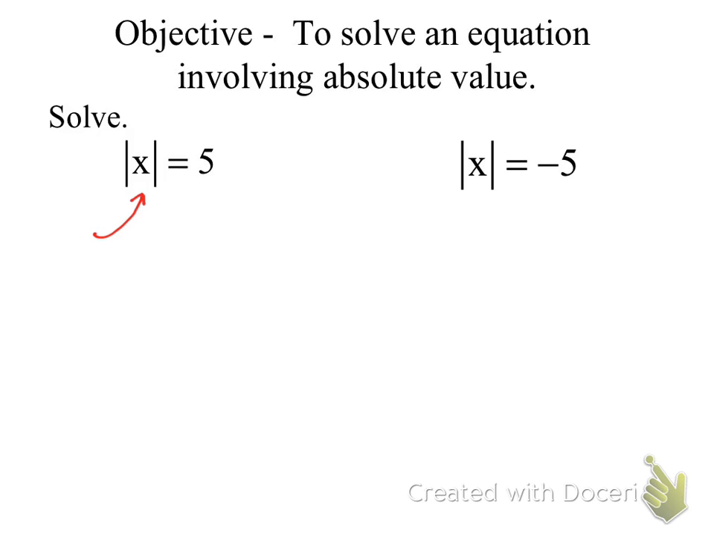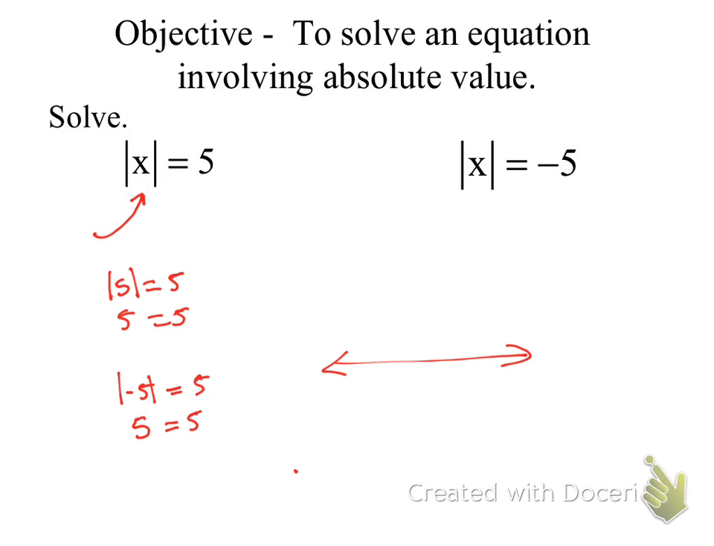what could I put inside of the absolute value that would make this a true statement? Yes? 5 or negative 5, because the absolute value of 5 is equal to 5, right? 5 equals 5. And the absolute value of negative 5 in that statement is 5. So absolute value really means distance from 0.